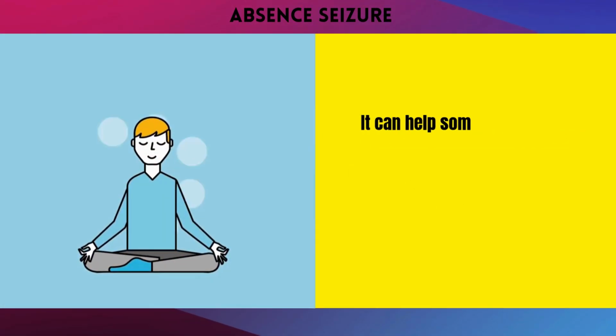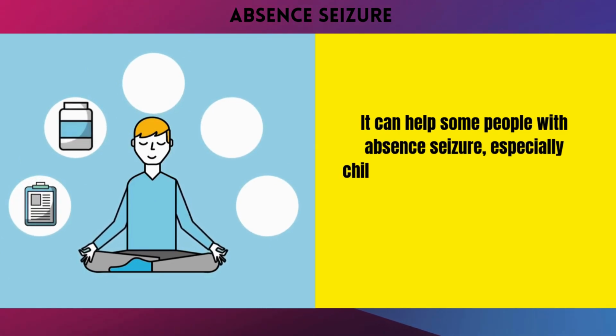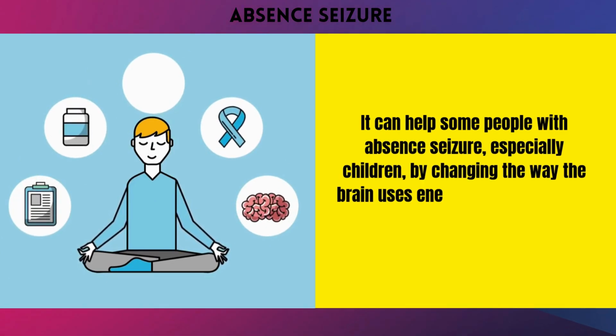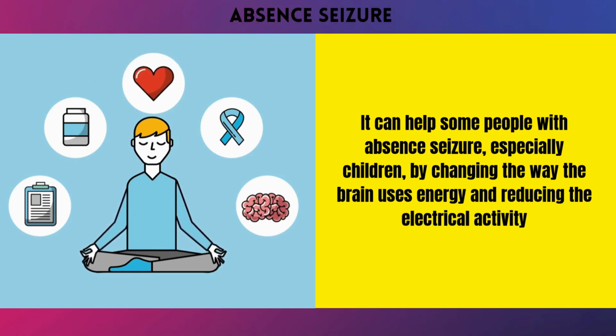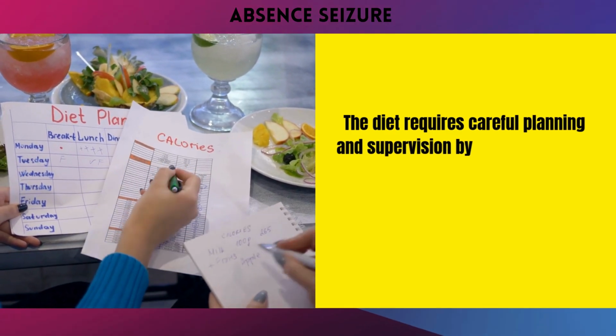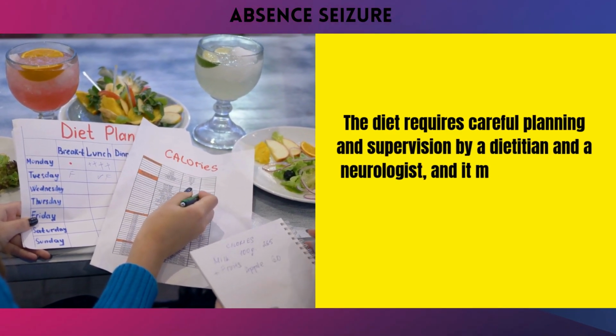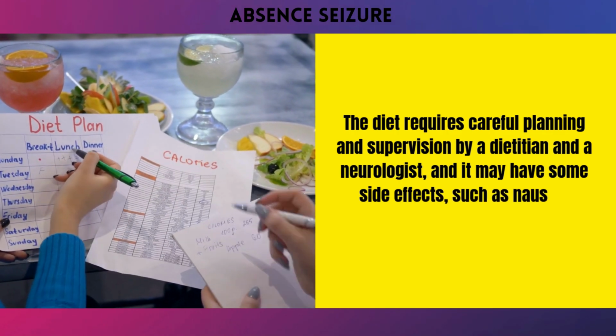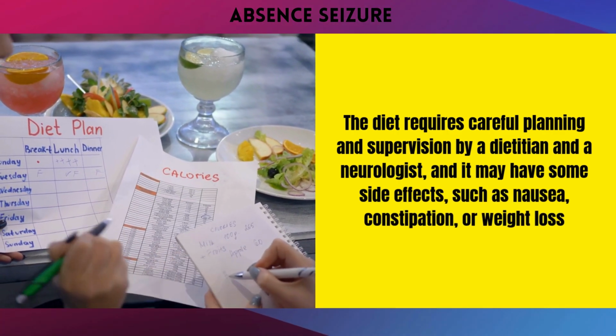Ketogenic diet. This is a special diet that is high in fat and low in carbohydrates. It can help some people with absence seizure, especially children, by changing the way the brain uses energy and reducing the electrical activity. The diet requires careful planning and supervision by a dietitian and a neurologist, and it may have some side effects such as nausea, constipation, or weight loss.